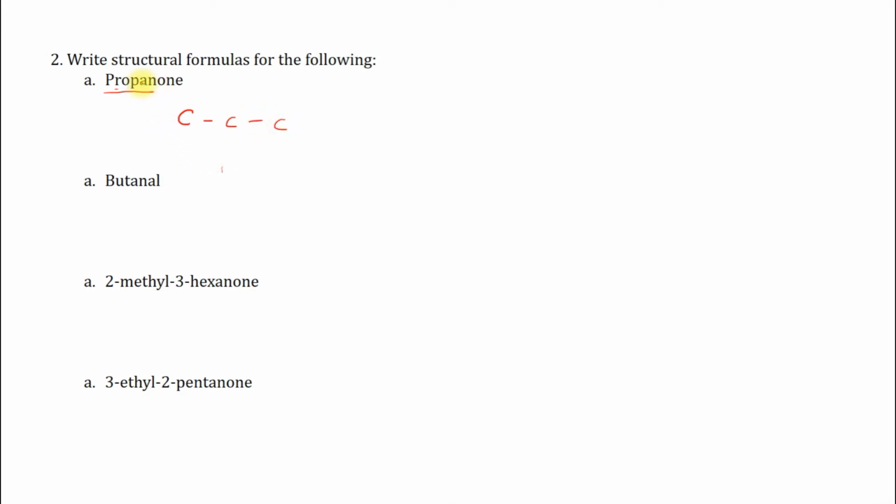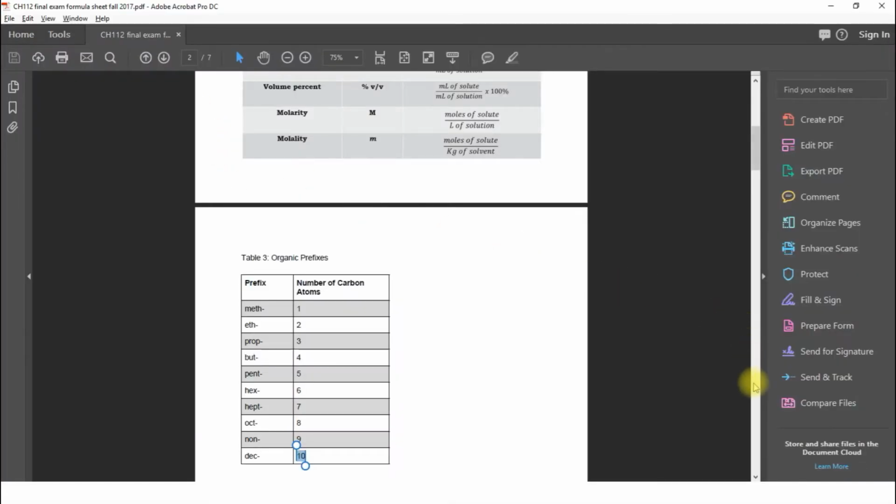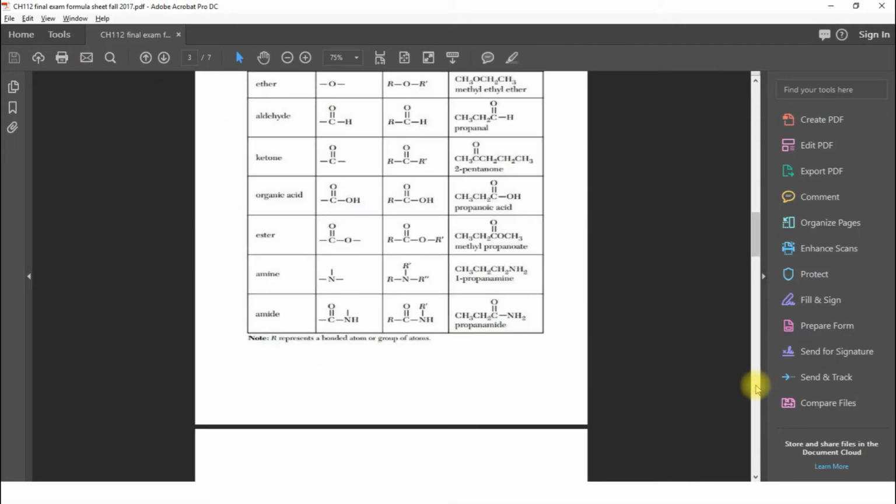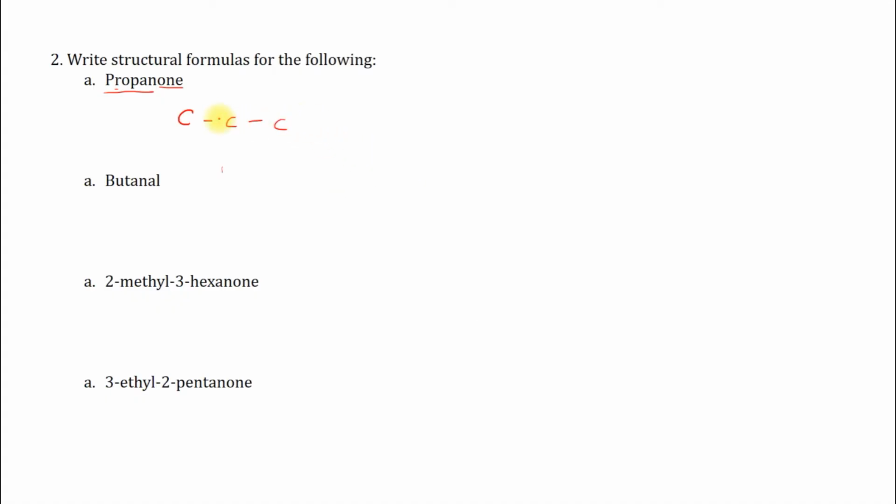And then, so propanone, O-N-E, I'm going to go back to our chart here. O-N-E refers to pentanone, right? So O-N-E is the ending for a ketone. So I'm going to put a carbonyl in the middle of this compound because that's what a ketone has. And then I have to fill in my hydrogens. You could draw them as sticks with an H on it, or you can draw it as CH3.